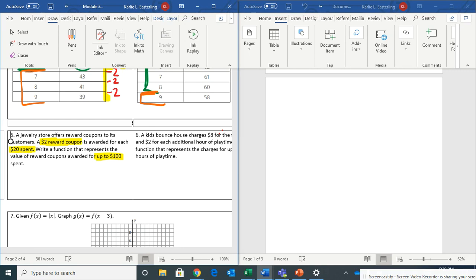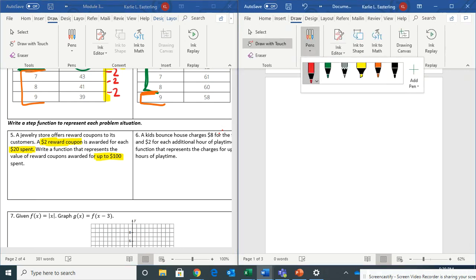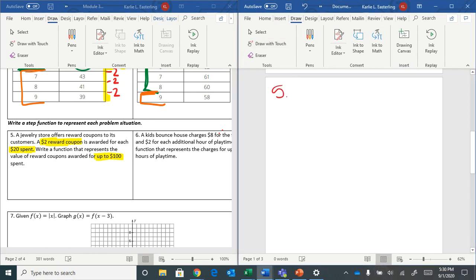So if we come over here, go back to the red pens. This is for number 5. So whenever we're writing a step function, it looks very similar to a piecewise function. It's just in this one, we're just looking at horizontal lines instead of lines that actually have a slope. So if we spent $20, we are then going to have a $2 reward coupon. So we're wanting to get to reward coupons for up to $100 spent.